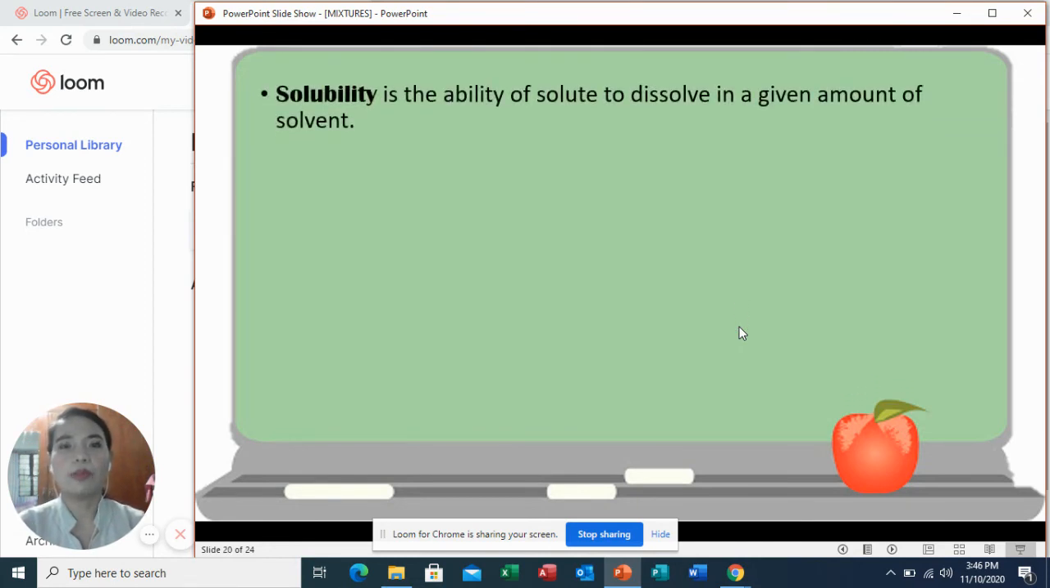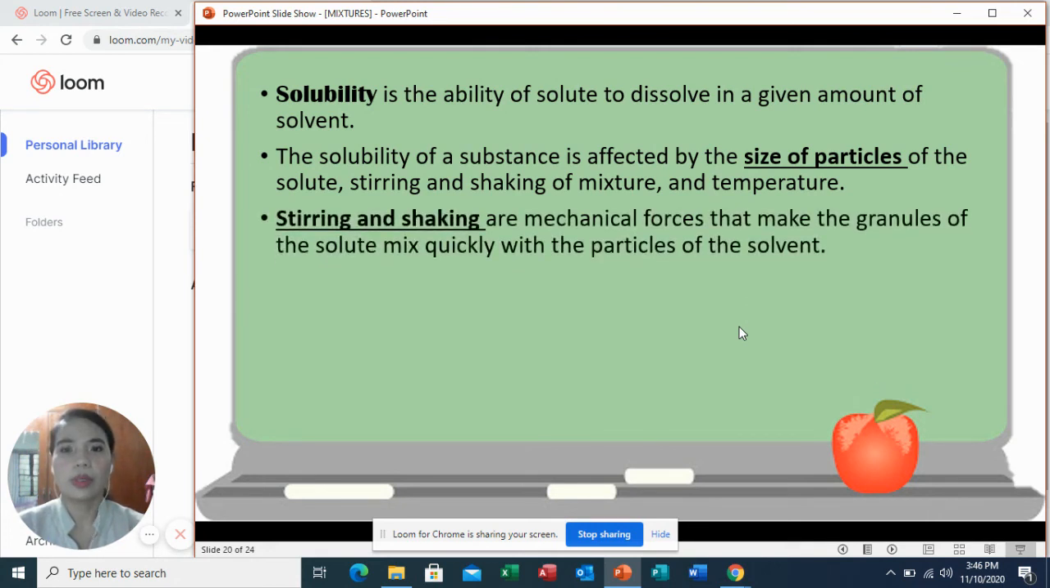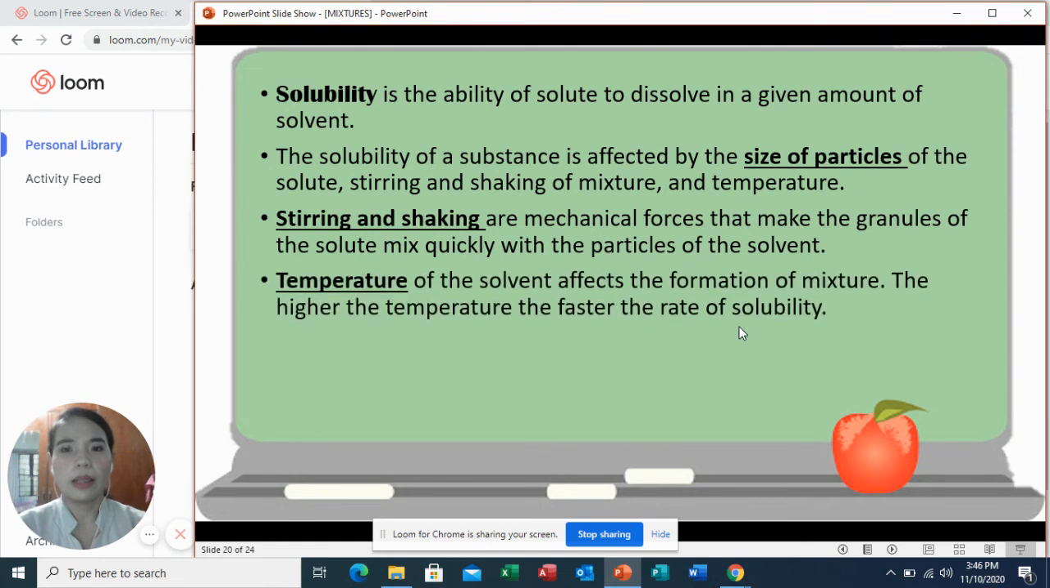Solubility is the ability of solute to dissolve in a given amount of solvent. The solubility of substances is affected by the size of particles of the solute, stirring and shaking of mixture, and temperature. So stirring and shaking are mechanical forces that make the granules of the solute mix quickly with the particles of the solvent. The temperature of the solvent affects the formation of mixture. The higher the temperature, the faster the rate of solubility.